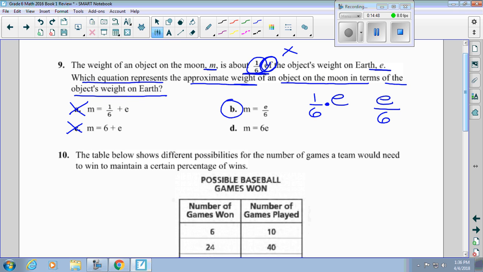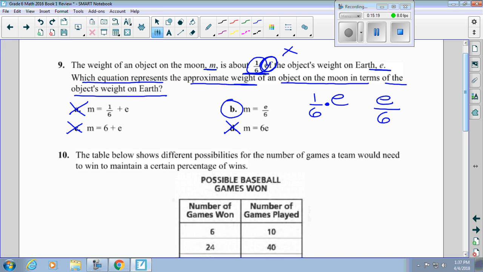All right, that's not what this is saying. Choice D is saying you're going to weigh 6 times as much on the moon as you do on Earth. Well, we've talked about the math reasons why, but scientifically, you definitely weigh less because the gravity is less. So anyway, you're going to have m equals e divided by 6.